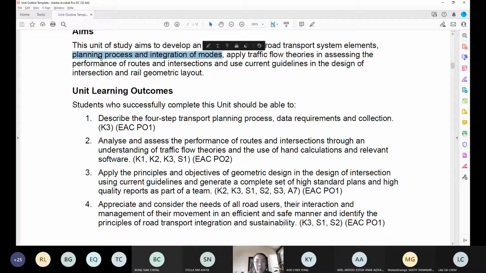All right. So the planning process will come in that sense. Okay. Apply traffic flow theories in assessing the performance of routes and intersections. So this one will zoom in at intersection level, at a minor level, at a minute level. Okay, so we'll assess intersection. You'll learn how to assess the intersection. What's the performance of intersection?